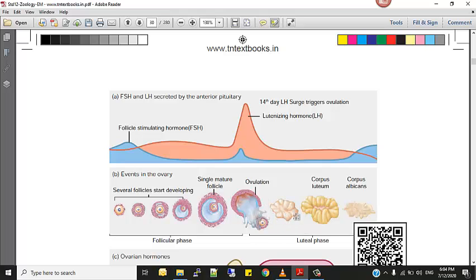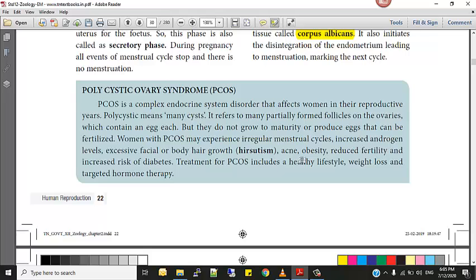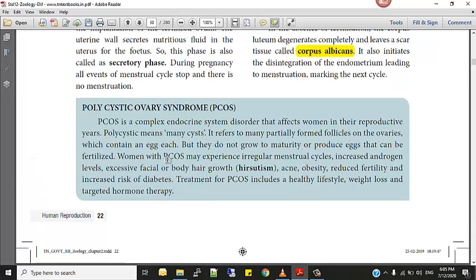If the fertilization takes place, what will happen? If the fertilization does not take place, the menstrual cycle will proceed. Okay, so this is what is given. Already we have seen this menstrual phase: 1 to 5 days or 4 days. Next 14 days you have a follicular phase, and after 14 to 28 days you have a luteal phase. So this is clear, and this is about a disorder which is given for you.